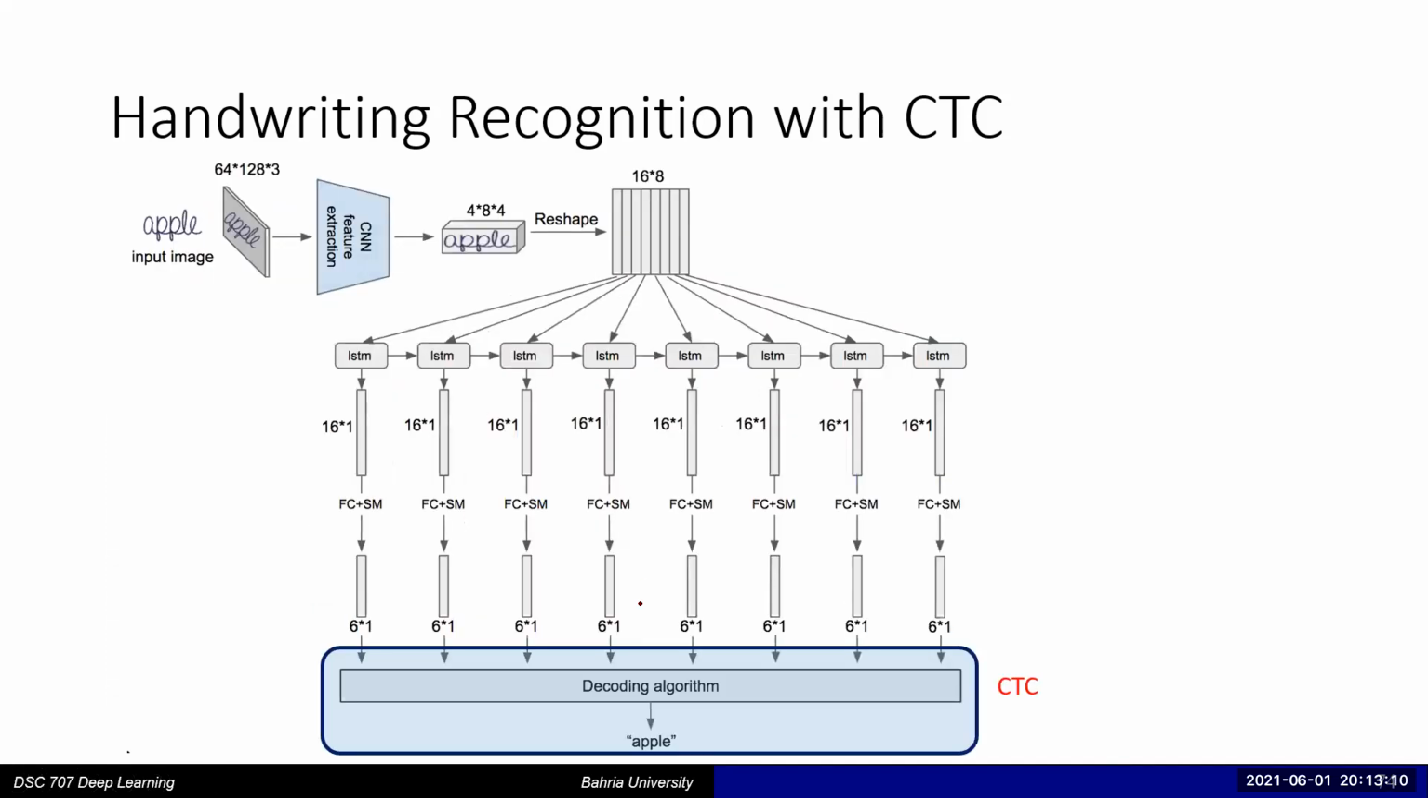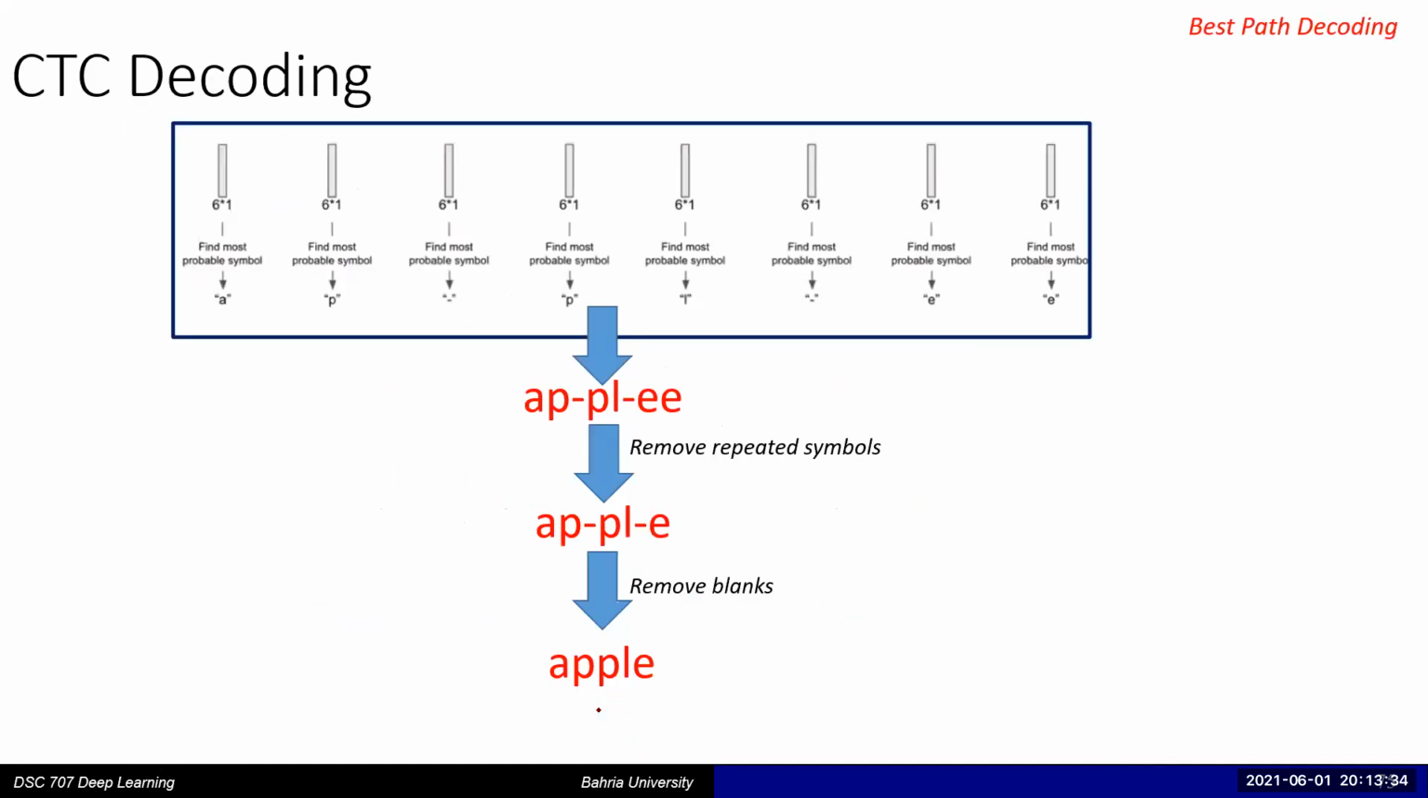Now, out of these 8 outputs, I have to get this word. It may not have 8 characters. For example, Apple has 1, 2, 3, 4, only 5 characters. So how do I decode this raw output? For example, this is producing A, maybe blank, maybe P, something like that. And I have to convert this by applying a decoding into this word, which is Apple.